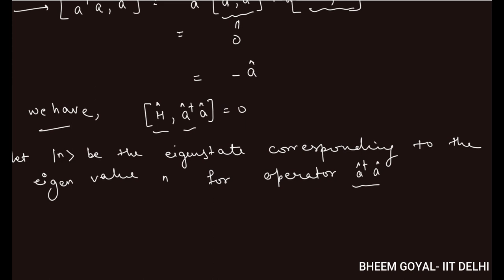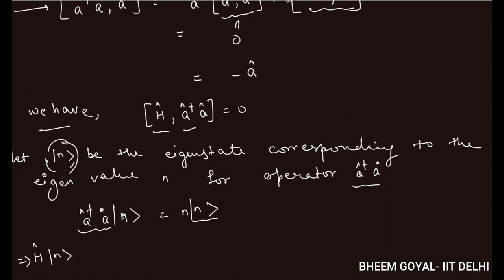As it commutes with the Hamiltonian, they must share some common eigenvalues, and if they are sharing a common eigenvalue, then if this n is an eigenstate of A dagger A, it must also be an eigenstate of the Hamiltonian. First of all, I will write A dagger A operating on |n> is equal to n, where n is the eigenvalue. This ket n is the state and A dagger A is the operator.